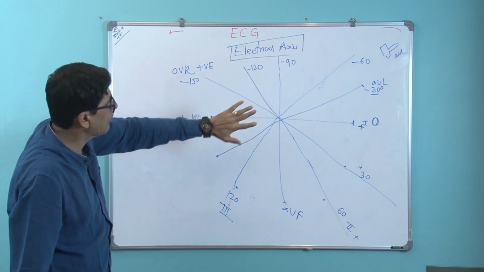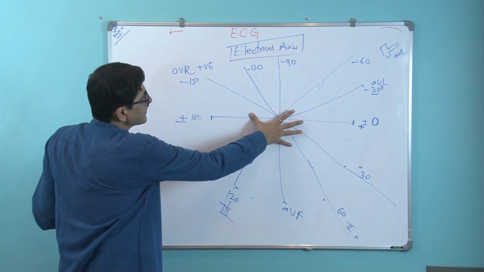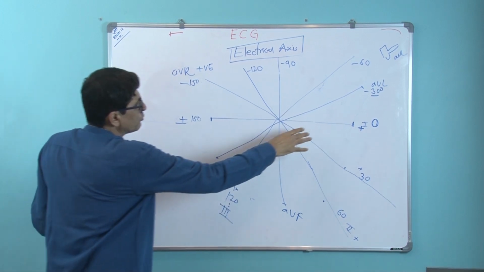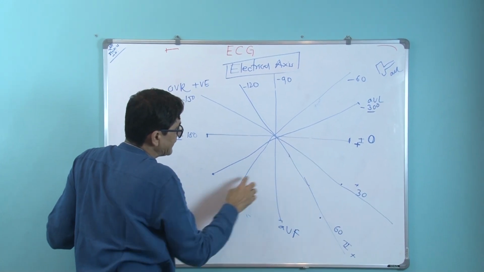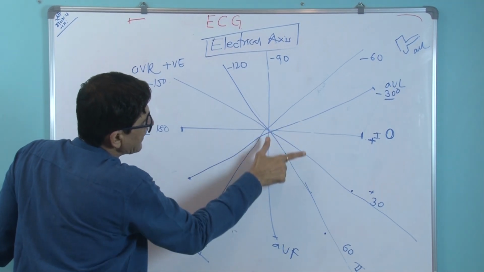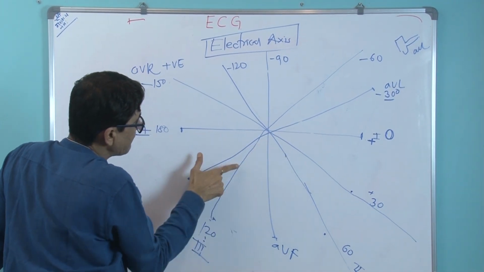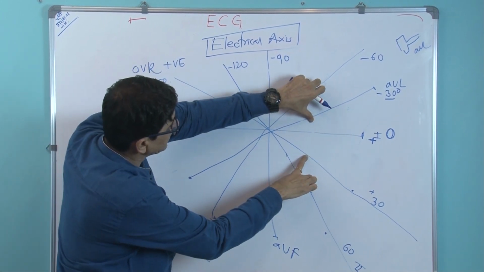Now I will tell you how to calculate axis. So you should know how to plot this diagram. First you draw 60 degree, first, second, third, then put AVR, AVL, AVR and AVF. So they are also 60 degree to each other.